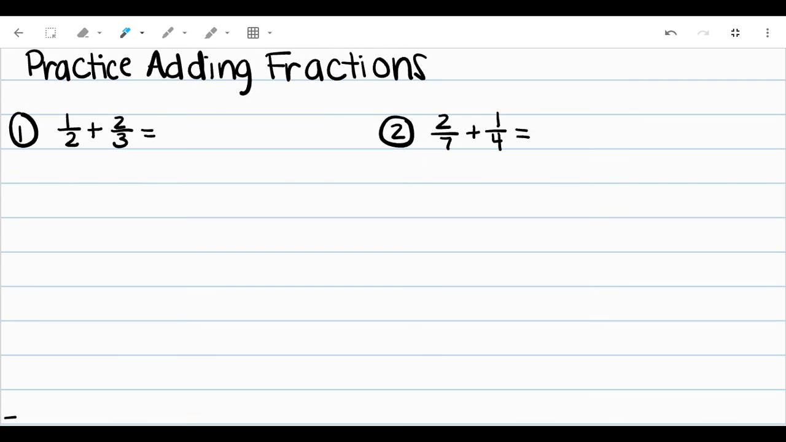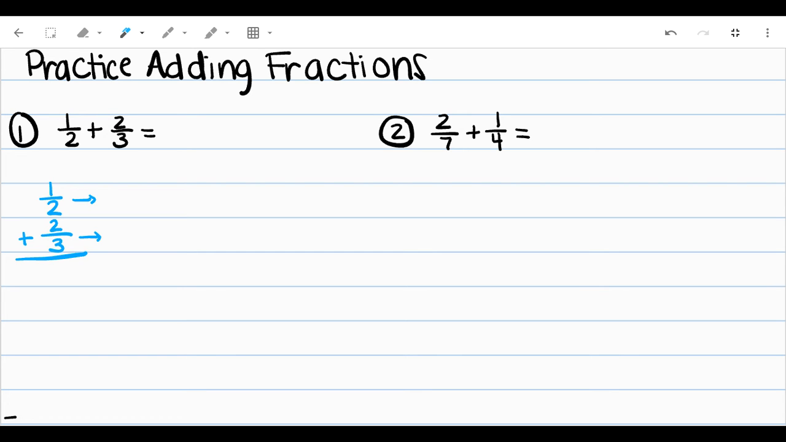So let's practice adding fractions first. If we're adding the fractions 1/2 plus 2/3, we want to rewrite our fractions so that instead of horizontal, they are now vertical. Now, we don't have the same denominator, so we need to change them to the least common denominator. And to do that, we want to look for the least common multiple.